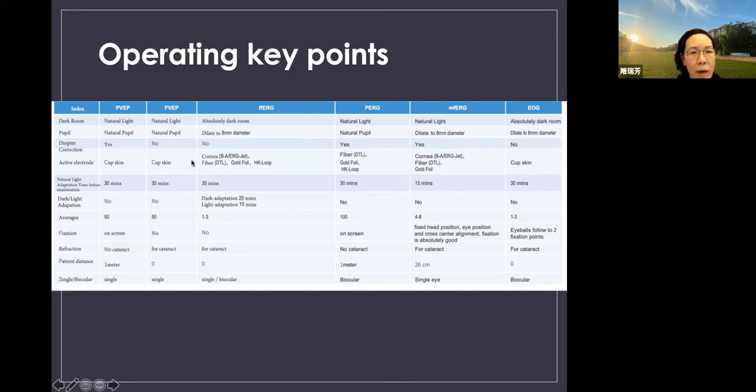For example, if we have a flash full-field ERG, we need to get the patient dark adapted and light adapted. It takes about 15 minutes to finish these adaptations, and we also need to get the patient dilated. So if we know which step takes the time, we will let the patient and the clinicians know why it takes such a long time to finish these examinations.